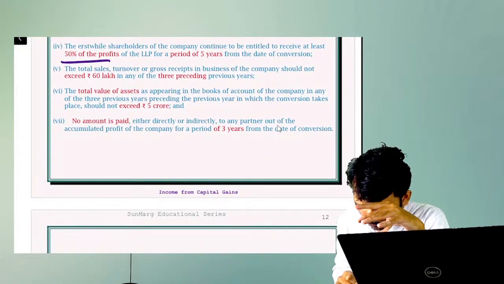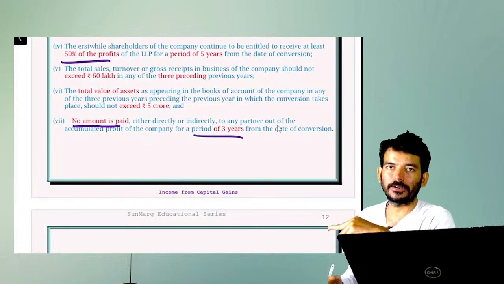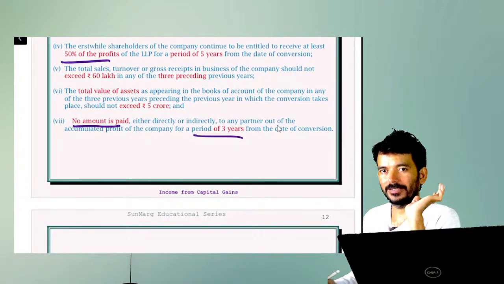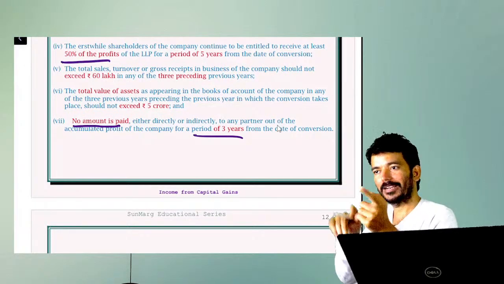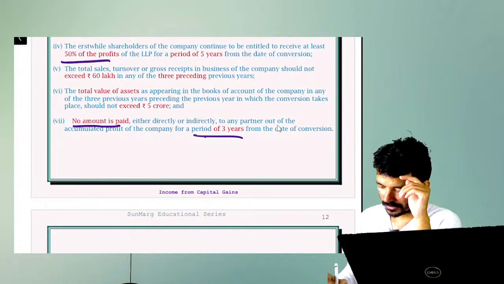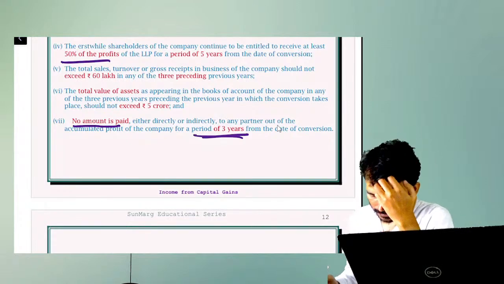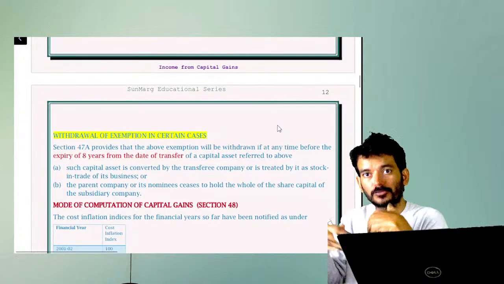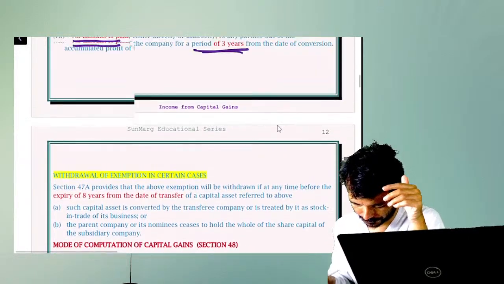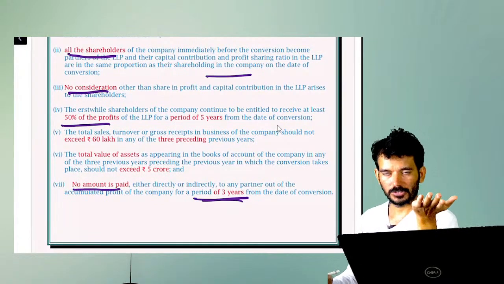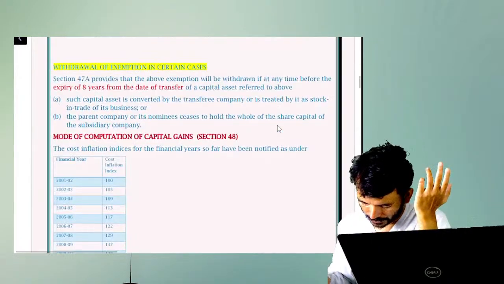And no amount is paid. Indirectly, you should not see, the company will have a lot of reserves. Okay, once you get converted into LLP, don't bring any other consideration to them. For the next 3 years there should not be utilization of your funds between the partners. I hope this is also clear, because once you understood the original one, this is also the same.